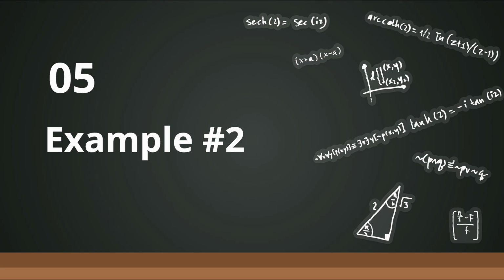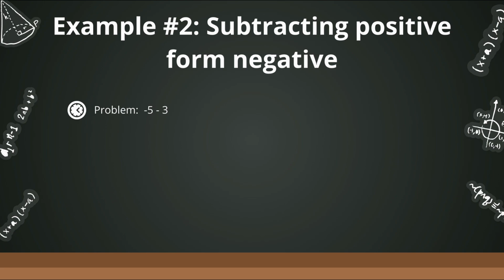Example 2, subtracting a positive from a negative. Now, what if we have -5 minus 3? First, start at -5 on a number line. Subtracting 3 means moving 3 more spaces to the left. If I move left, I land at -8. So -5 minus 3 equals -8. Remember, moving left on a number line always makes the number smaller.